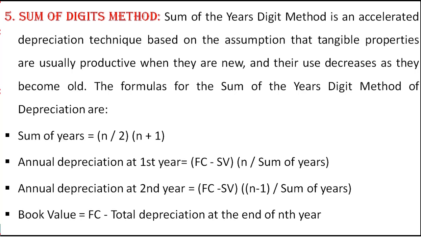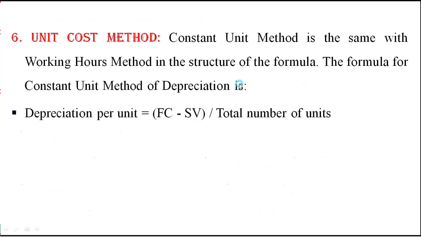Now here in this method, the sum of the arithmetic series of numbers from 1 to n, where n is the probable life of property, is worked out. The depreciation coefficient of a specific year is then found by the fraction having numerator equal to the difference between the digits of the total life and the digits of the balance, and the denominator equal to the sum of digits. That is the concept we are going to consider in the sum of digits method.